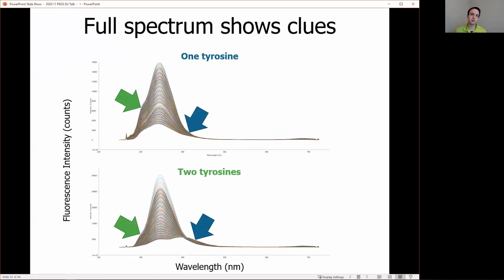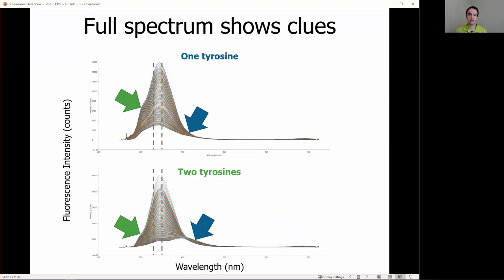So if we look at the signal from the protein at the top, the one tyrosine protein, we can see the two characteristic markers if we compare it to the two tyrosine protein. First, if we're looking at the green arrow, the one tyrosine protein at the top actually shows a stronger tyrosine peak than the two tyrosine protein at the bottom. So the amplitude around 300 nanometers is higher. So that's kind of a first counterintuitive result. Secondly, shown with the blue arrow, the two tyrosine protein appears to show more of a redshift than the one tyrosine protein. So this will be important to remember.